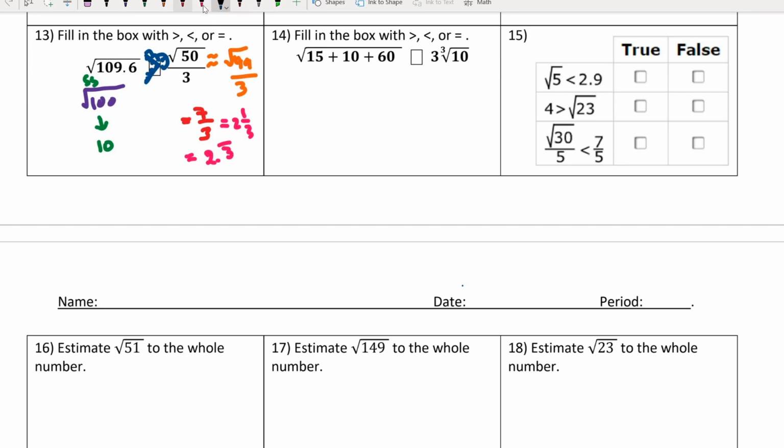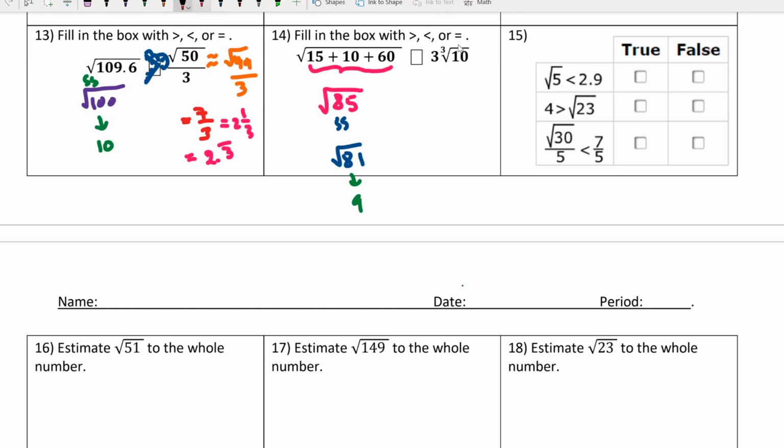Number 14. This is similar to what we did earlier. We're going to combine like terms first. 15 plus 10 plus 60 gives you 85. So the square root of 85. The nearest perfect square number to the square root of 85 is the square root of 81. The square root of 81 gives you 9.